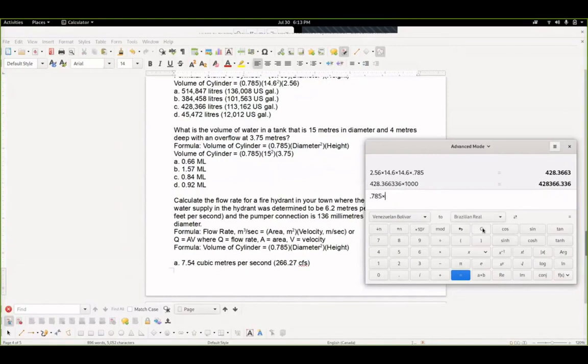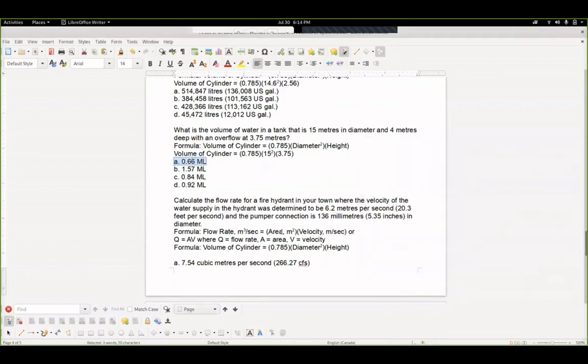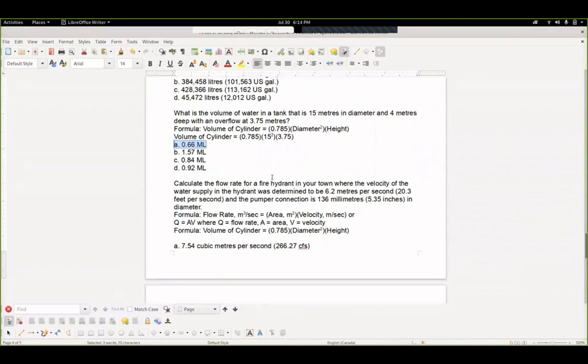So 0.785 times 15 times 15 times 3.75 gives us 662 meters cubed, which we multiply by 1,000 to get the number of liters. So that is 662,343.75 liters, or in terms of megaliters, or millions of liters, that would be 0.66 megaliters, because it's about 2/3 of a million.